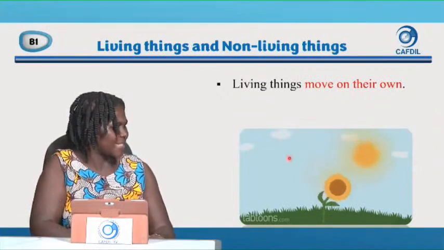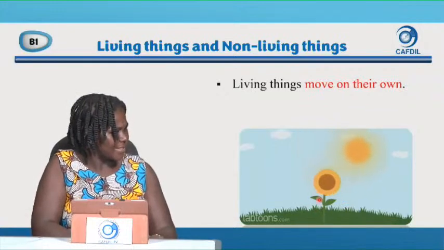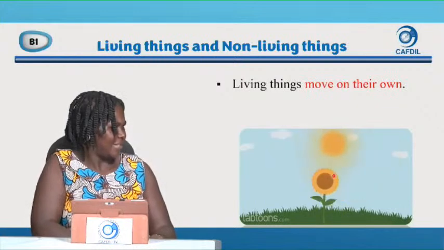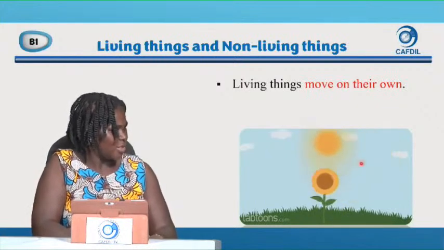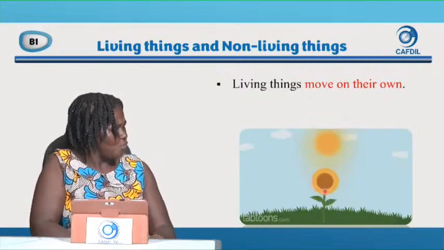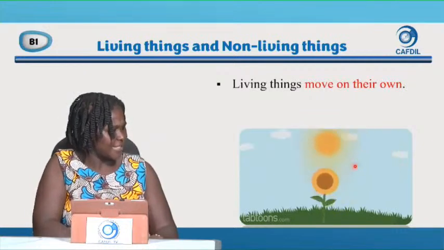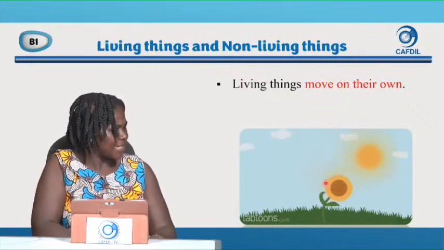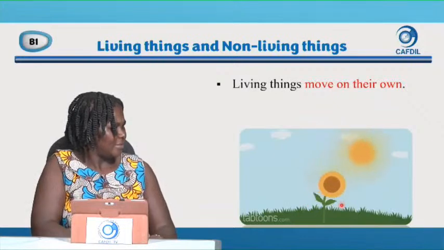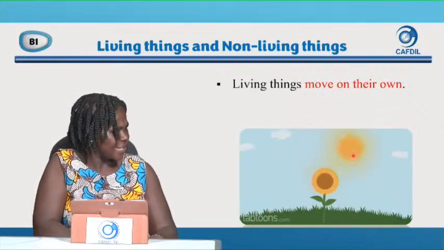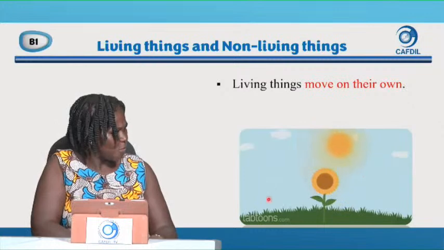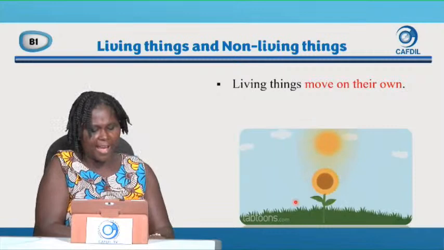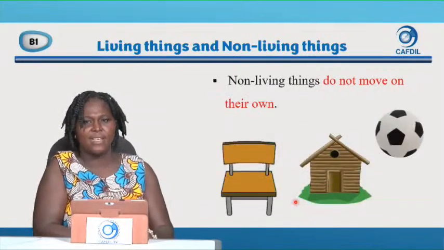Now let's look at plants. Let's look at this plant. It is moving towards the sun. So plants move towards the sun. This plant is moving, as you can see the sun in the sky. So plants also move on their own, and they are living things.